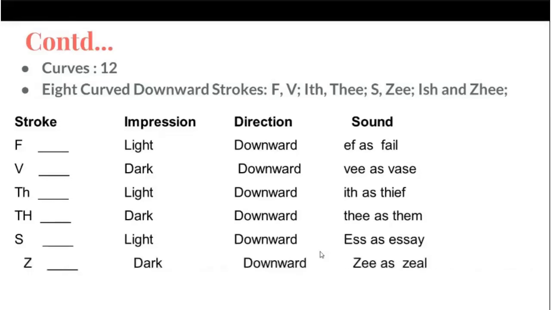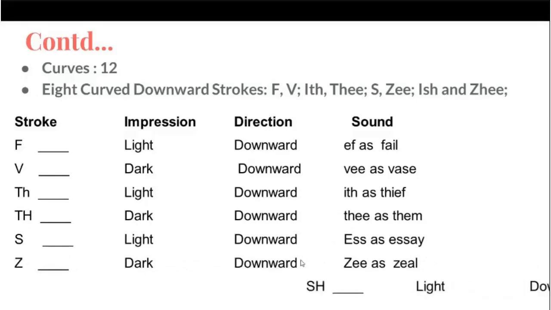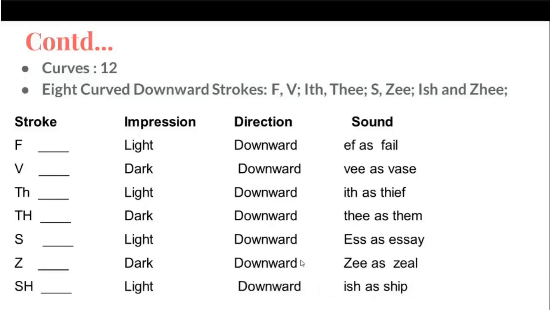G, it is a dark stroke, and it is also a downward stroke. G as in G. Ish, it is a light stroke, downward stroke. Ish as in ship. And Z, it is a dark stroke, downward stroke. G as in major.